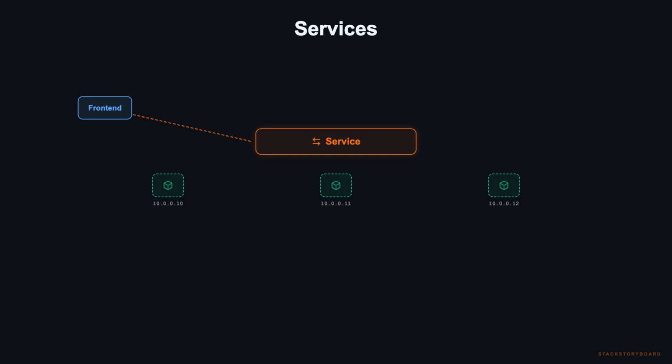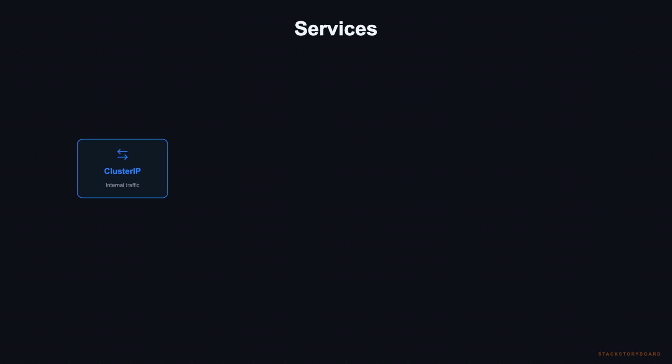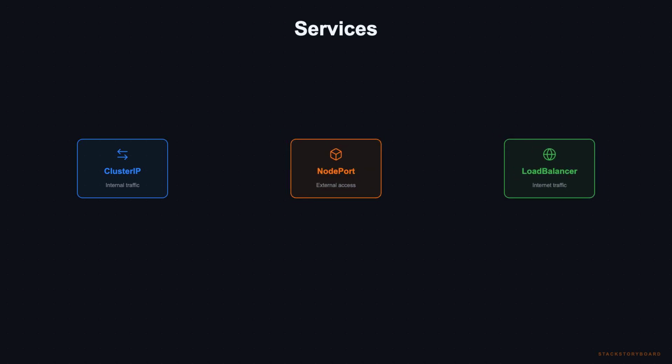Now here's the next problem. Pods are ephemeral. Every restart gives them a new IP address. So how does your front end reliably talk to your back end? With a service. A service gives you one stable address that always routes to the right pods. It load balances across healthy pods, and when pods get replaced, routing updates automatically. Cluster IP for internal traffic, node port for external access, or load balancer for internet traffic.